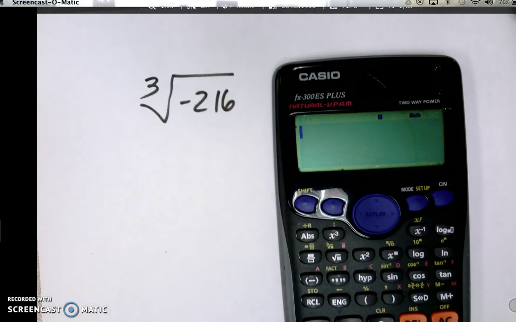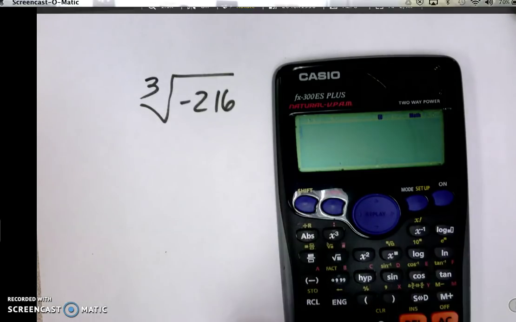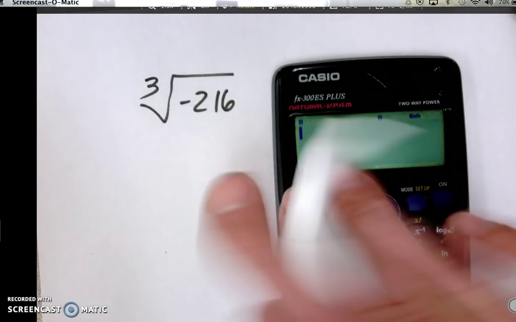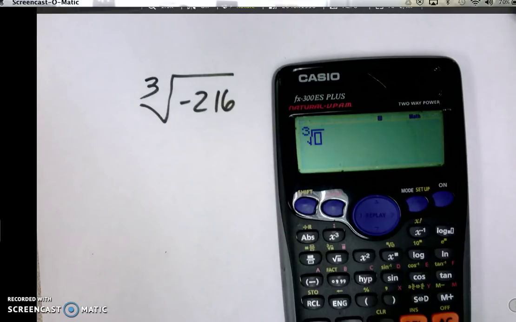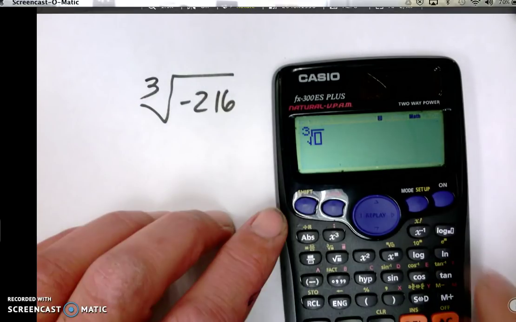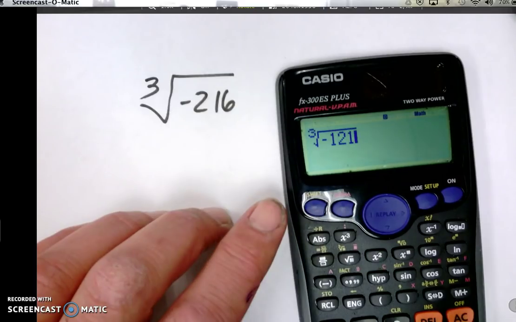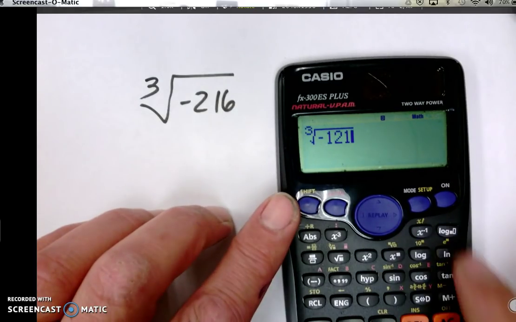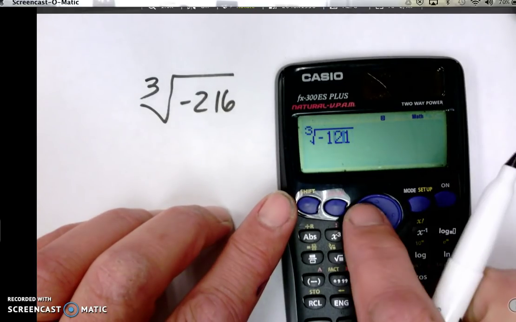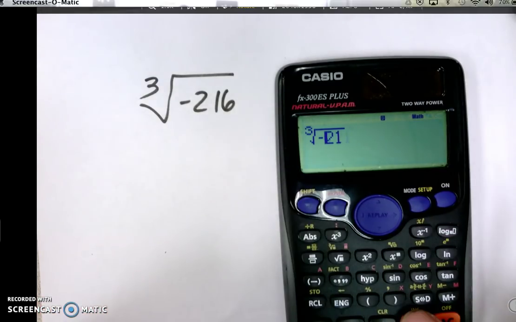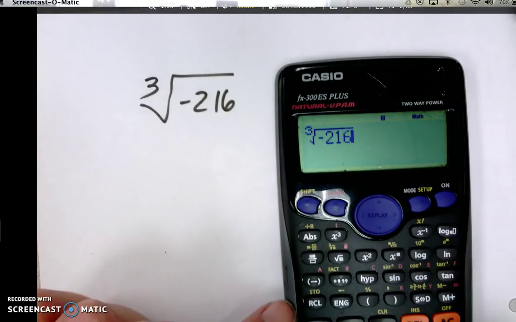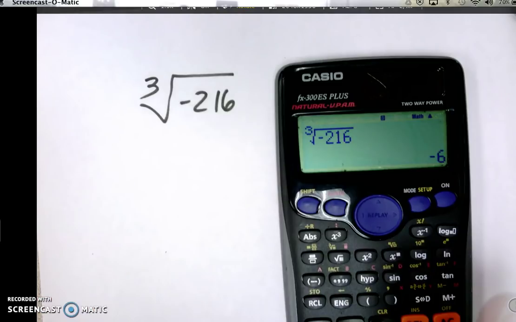If you don't have a calculator like this, borrow one from a friend, or we're going to have to do it by hand or some other method. But for this, because that's the extra function, that's going to be shift. That button, that's the third root. Negative 216. Oops. Let's see if we can delete that. Delete 216 and negative 6.